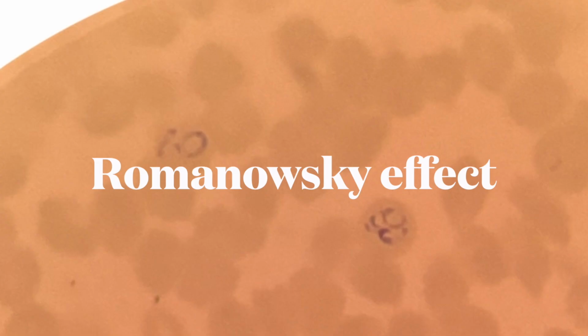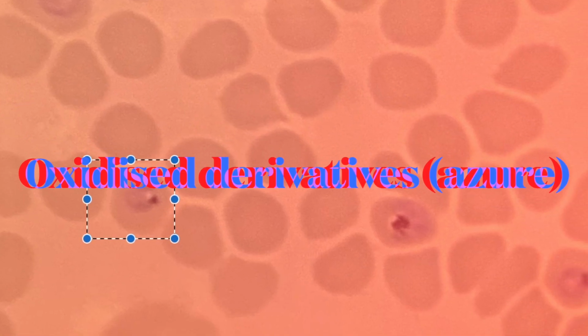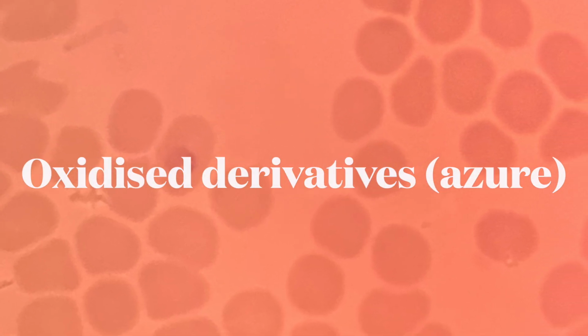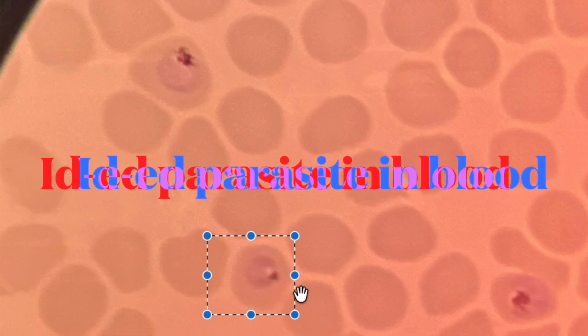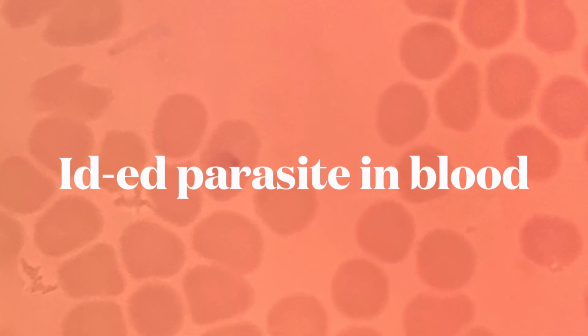It turned out that oxidized derivatives of methylene blue, azure dyes, were forming complexes with eosin, producing intense chromatin staining. This was revolutionary for malaria diagnosis. In 1880, Charles Louis Alphonse Laveran first identified malaria parasites in blood. Later, Ronald Ross demonstrated mosquito transmission, but reliable staining was still inconsistent.